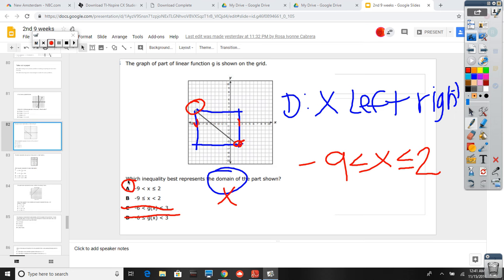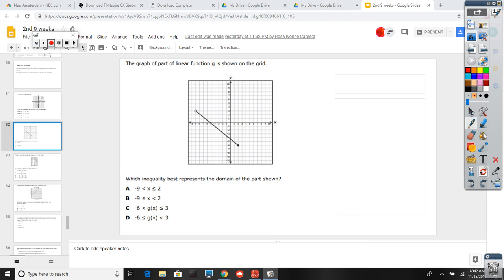Okay, so again, no calculator required, just drawing your little box and figuring that out. I'm going a little bit fast because I don't want to make the video eternal, but you can pause it and go back, review it, whatever you need to do with it.